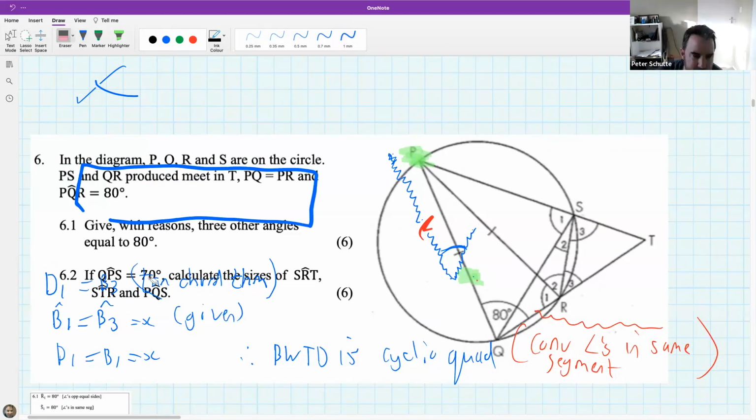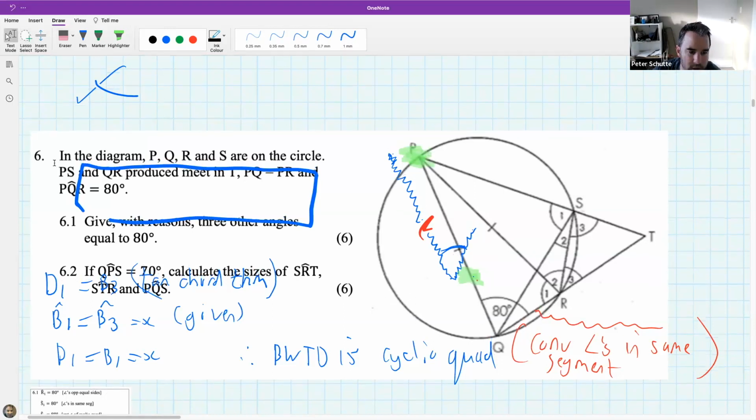I don't know why it's being so difficult. It doesn't want to actually.